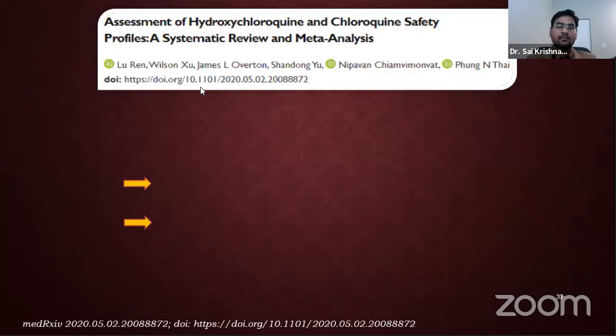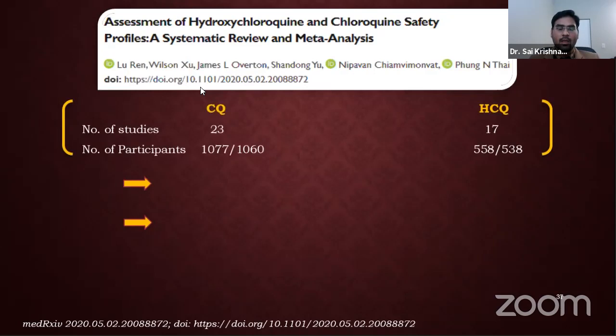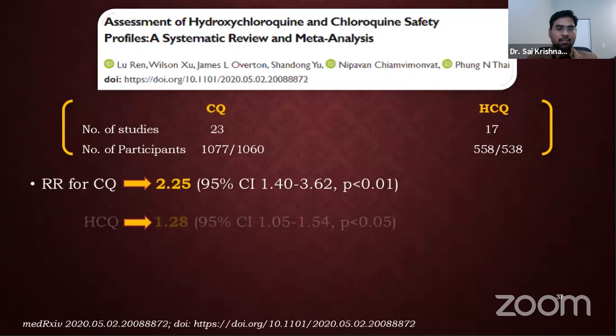So a recent systematic review and meta-analysis included 23 studies that looked at chloroquine use and 17 studies that looked at hydroxychloroquine use, which included around 1,000 patients in both cases and control arms, and around 500 cases when it comes to hydroxychloroquine. Let's quickly look at their results.